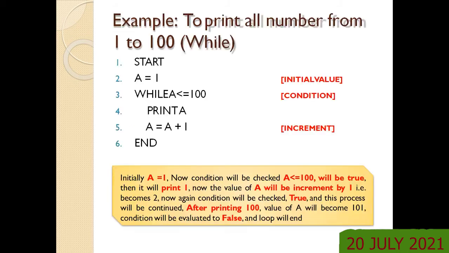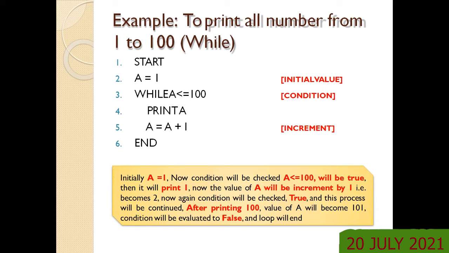Take an example here. To print the numbers from 1 to 100, my initial value is a equal to 1. My condition should be true, that is, as long as the value of a is less than or equal to 100, keep on printing a. And every time I will increment by 1. This process continues because of the steps: print a, and a equal to a plus 1. These are the two steps which are repeatedly executed as long as the condition is true.